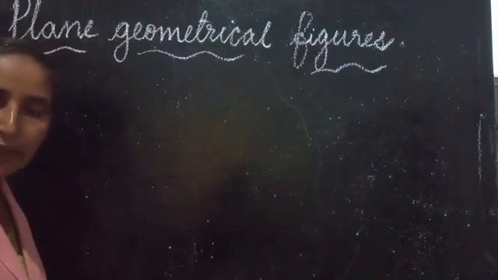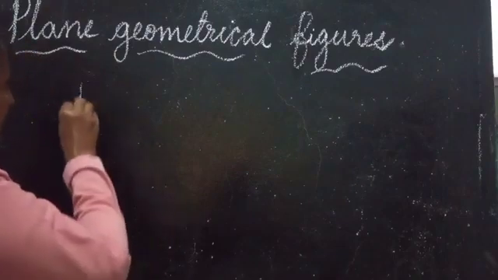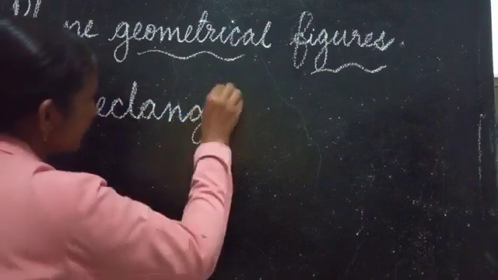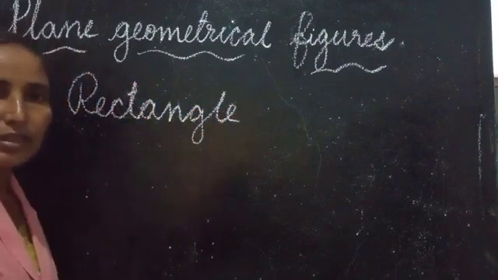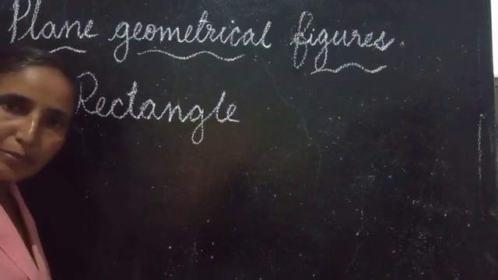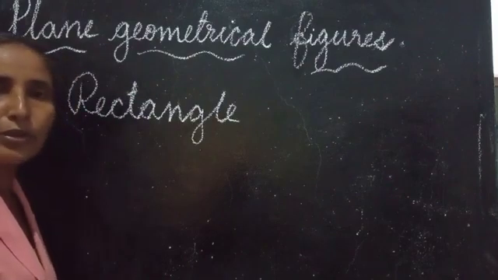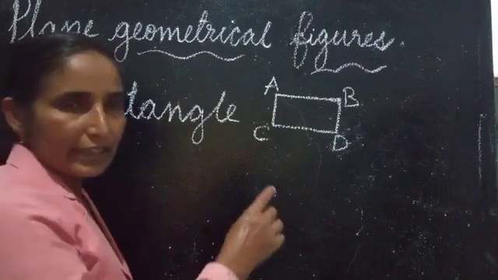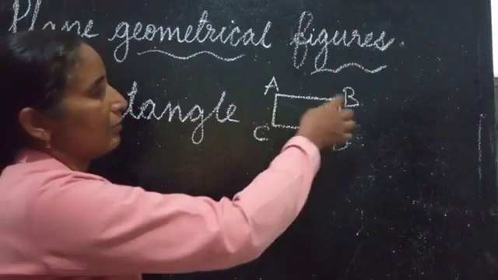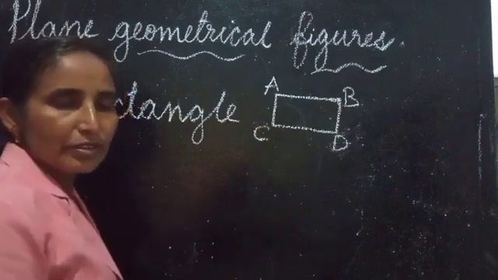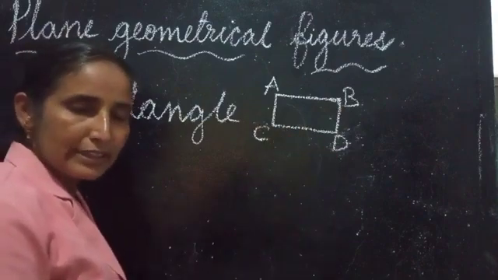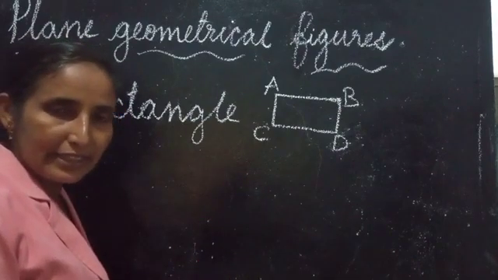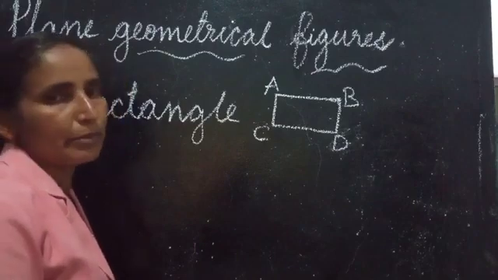The first plane geometrical shape is a rectangle, R-E-C-T-A-N-G-L-E. A plane geometrical shape is a shape which can be drawn on a paper. I have named this rectangle with English capital letters A, B, C, D. So, we can name this as rectangle ABCD.